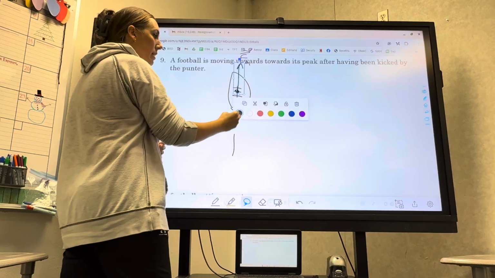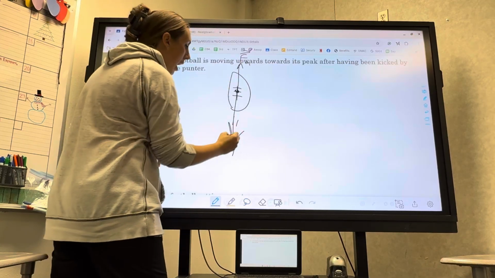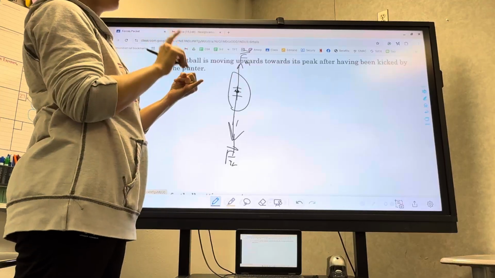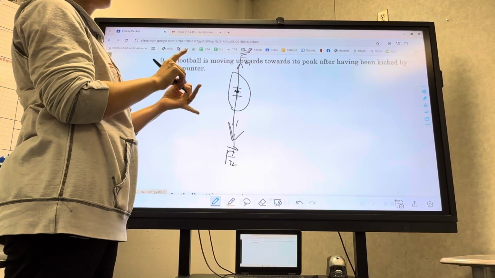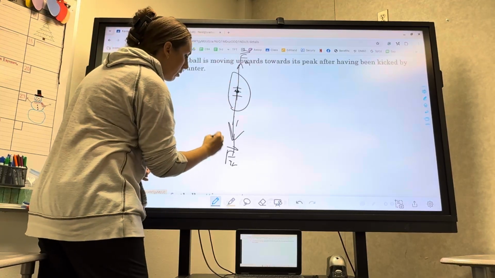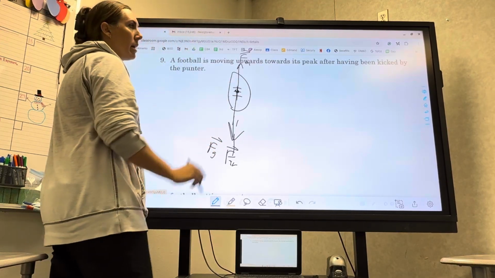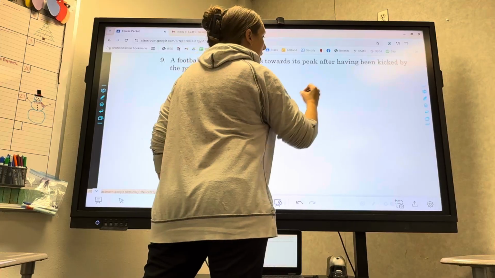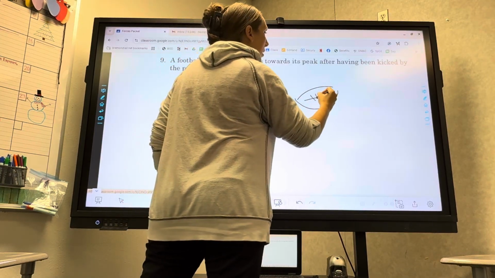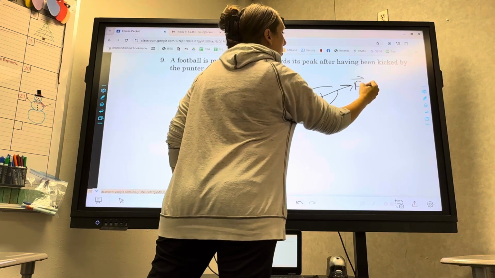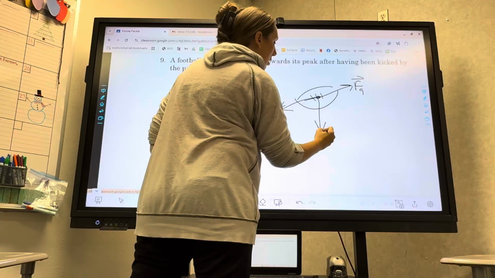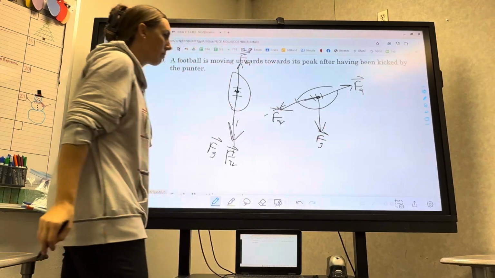Your air resistance has to be directly opposite. There's no friction, there's no normal, and the gravity is also this way. If you interpreted it to where the kick would be this way, it would be force applied, force air resistance, force gravity.